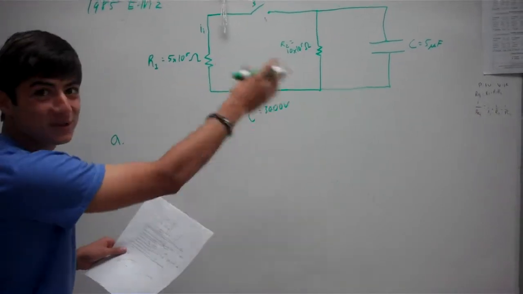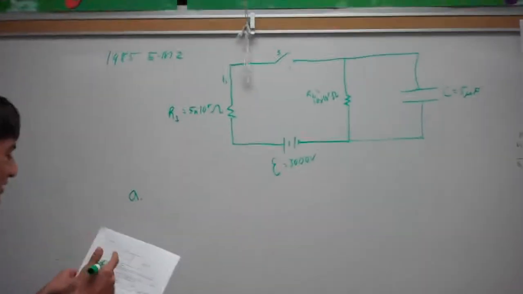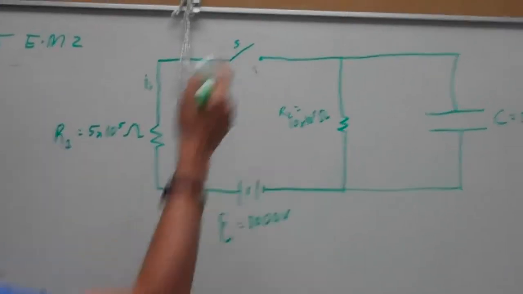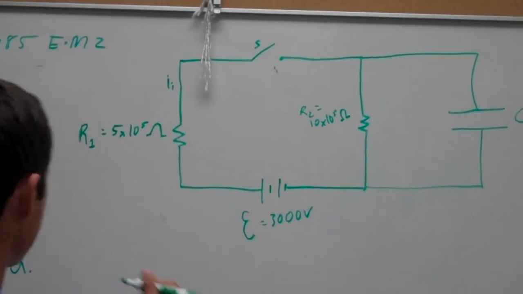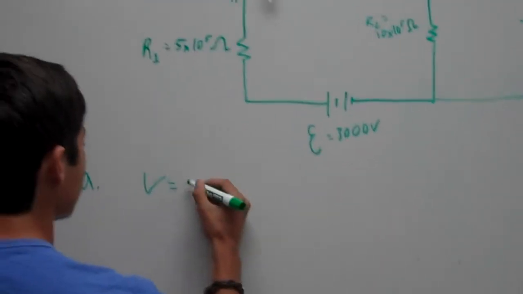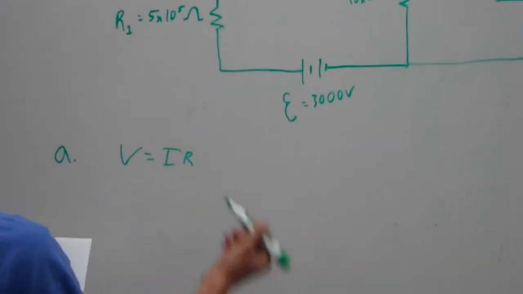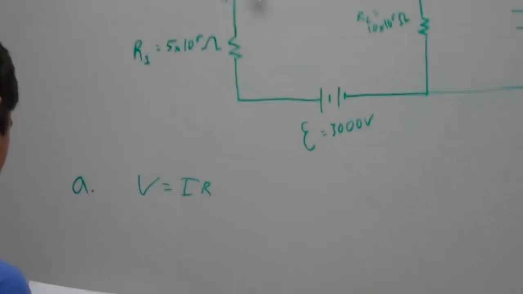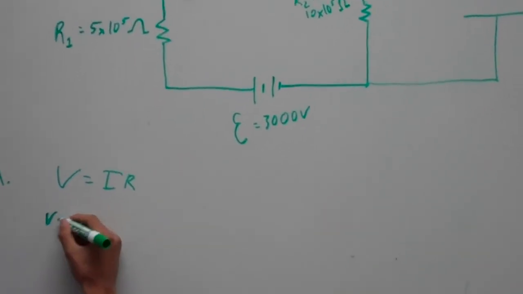As you can see, we're using this circuit here, just in case you didn't know. Part A is calculate the current I initial immediately after the switch is closed. So, very initially, you're going to use the equation V equals IR, which relates the voltage to the resistance to the current of a circuit, Ohm's law. So the voltage is going to be 3,000 volts.